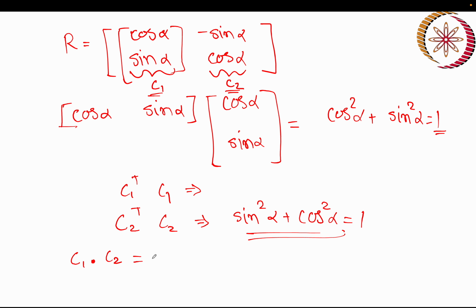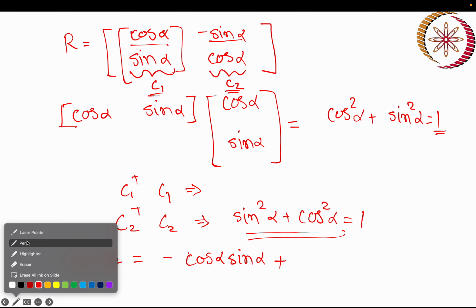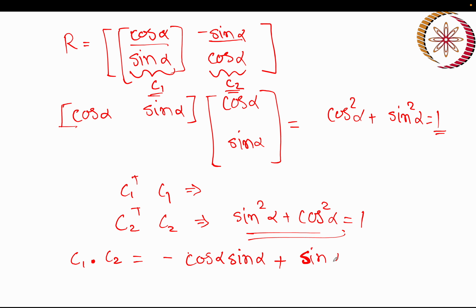So if we take the dot product of C1 and C2, it will be minus, so this is the first column component, this is the second component, it will be minus cos alpha sin alpha plus sin alpha cos alpha, that will be 0. So you can see that each column has unit magnitude and their dot product is 0, so it means they are normal. So that also we can see by, let's say, R.